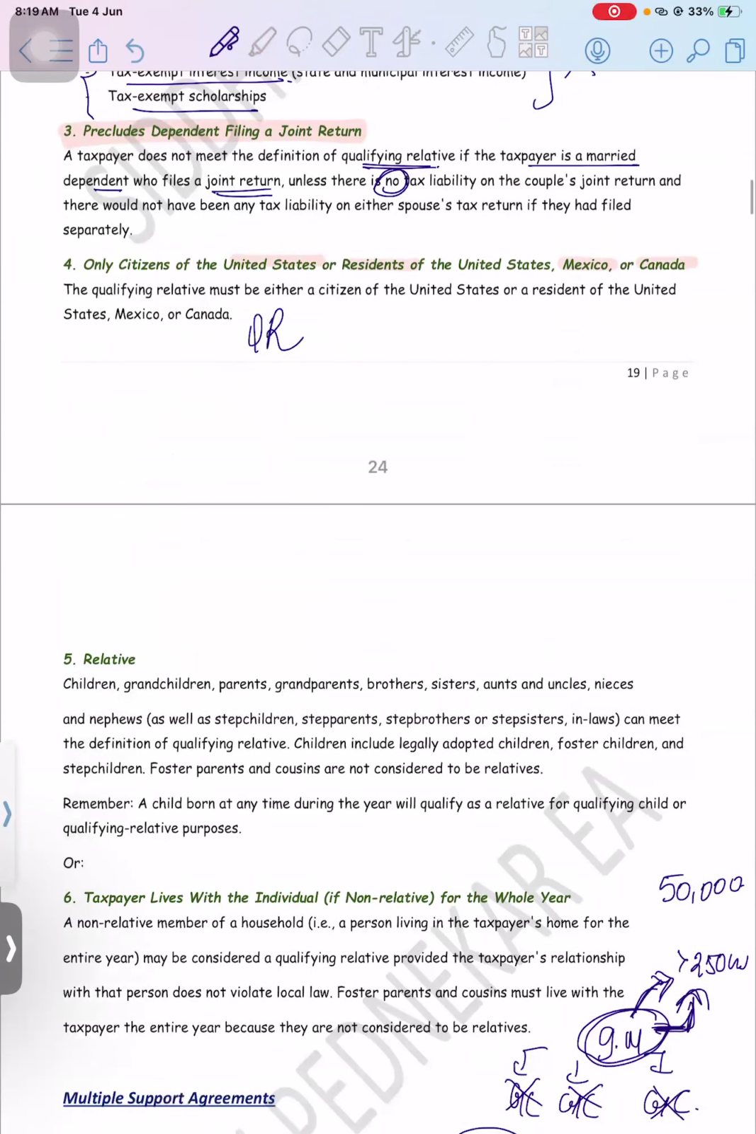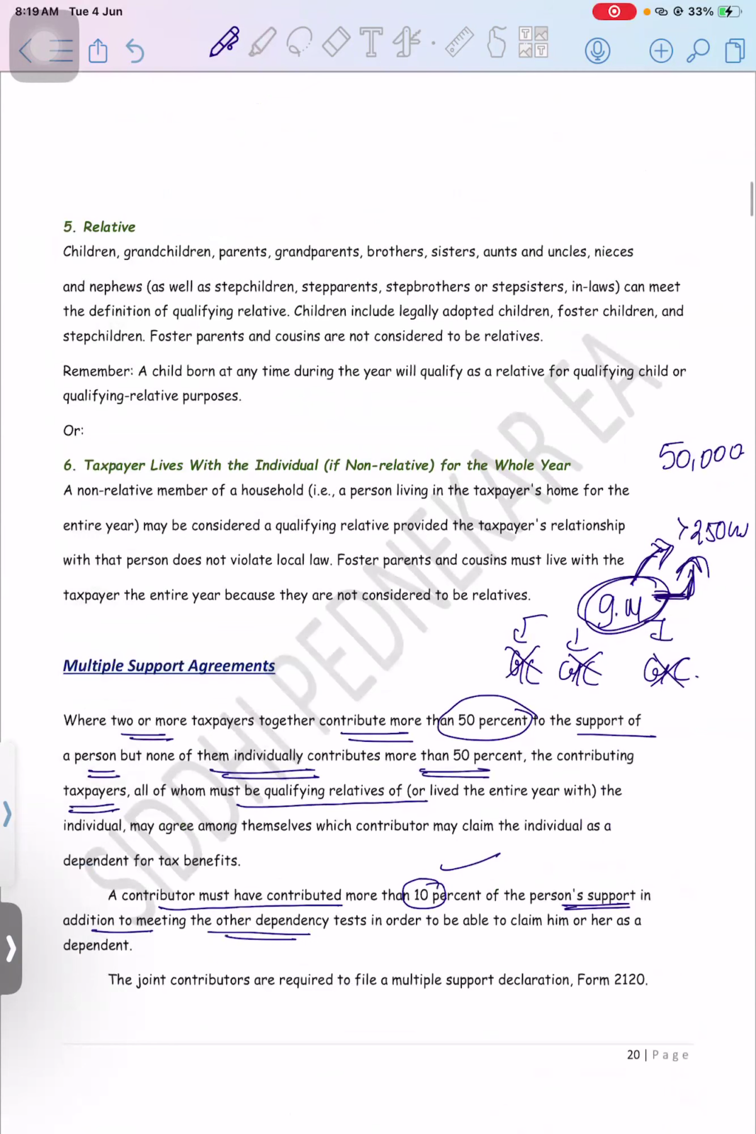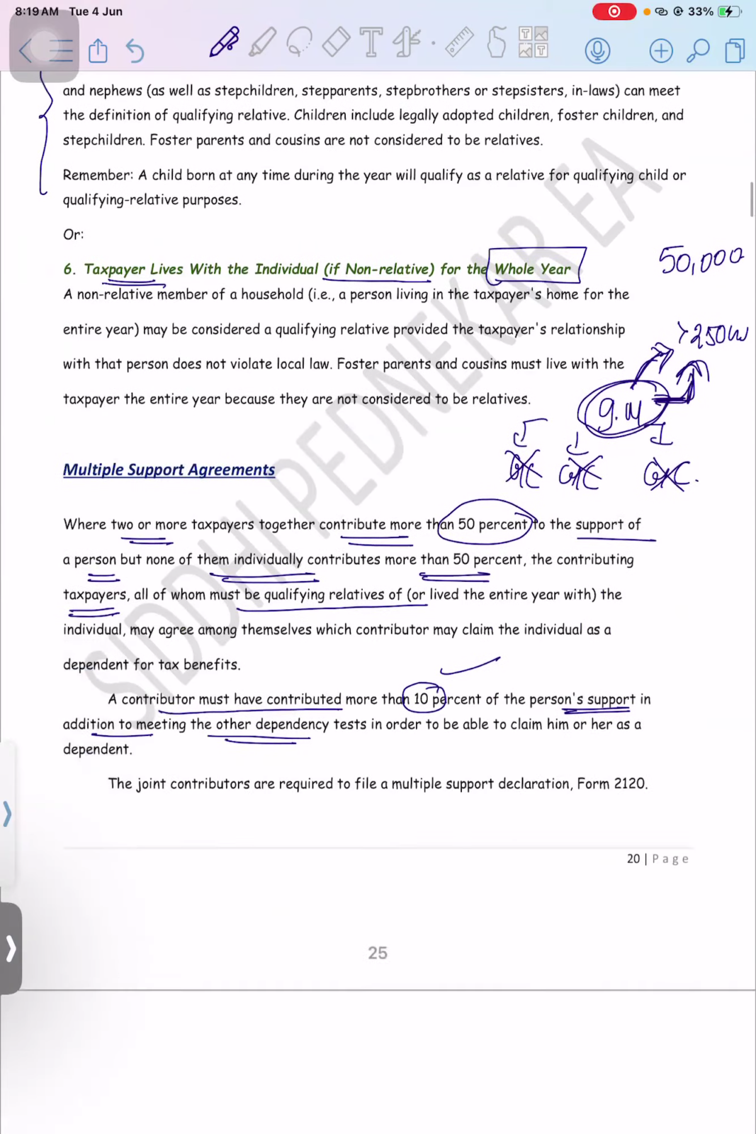Now here the definition of relative is given. Who all will fall under relative? Who is non-relative, meaning member of household? They should live for the whole year, or at least 50% of the year, that is 6 months at least. Clear, guys? Multiple support we have seen very well.